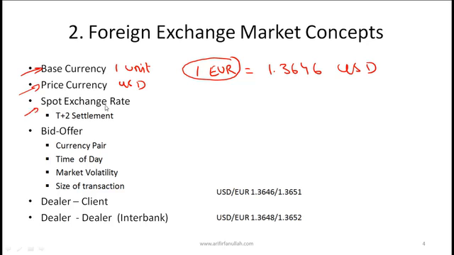The spot exchange rate is the exchange rate that is in effect now, and this will be contrasted with forward exchange rates, which we will talk about later. So if we are told that the spot exchange rate is 1.3646, that means that today or currently 1 euro is worth 1.3646 US dollars.